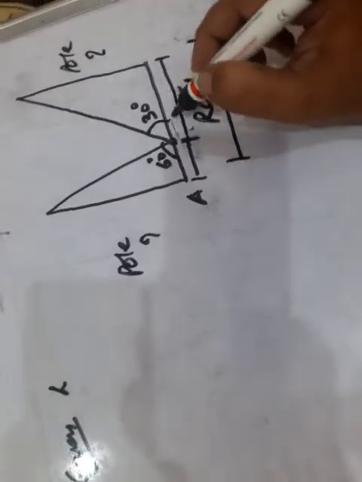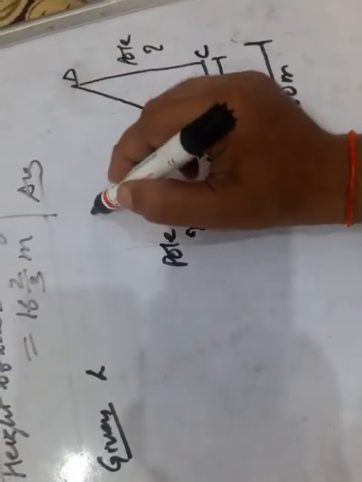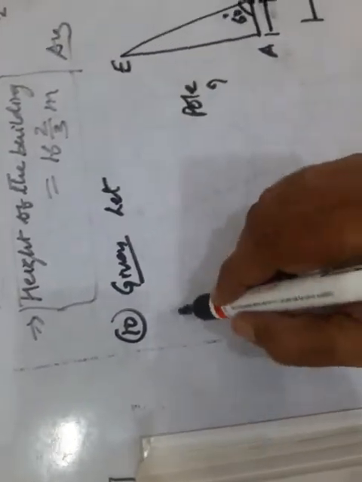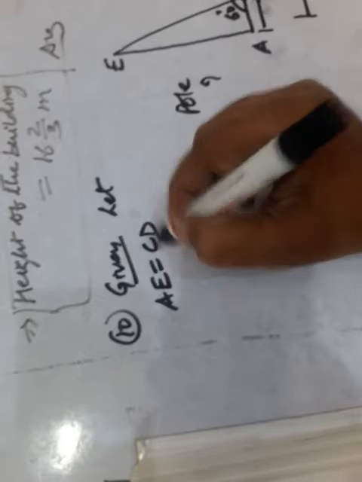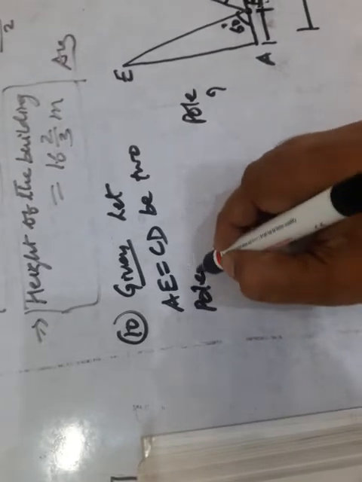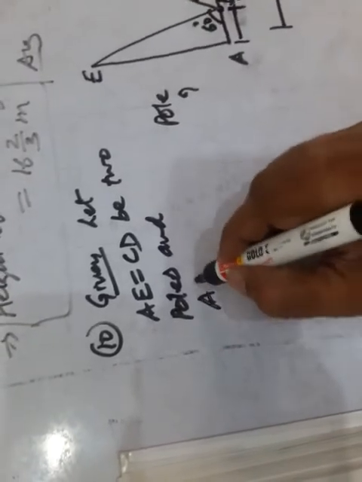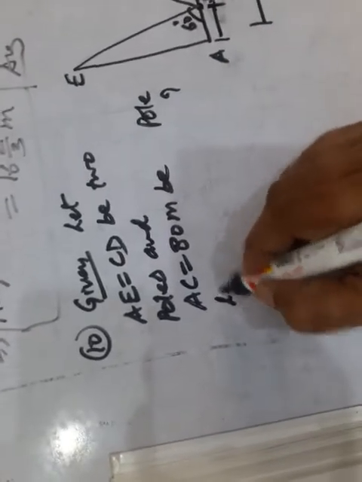Let us first give the names. This is point A, this is point B, this is C, this is D, and this is E. Let AE equal to CD be the two poles, and AC equal to 80 meter, B on the road.